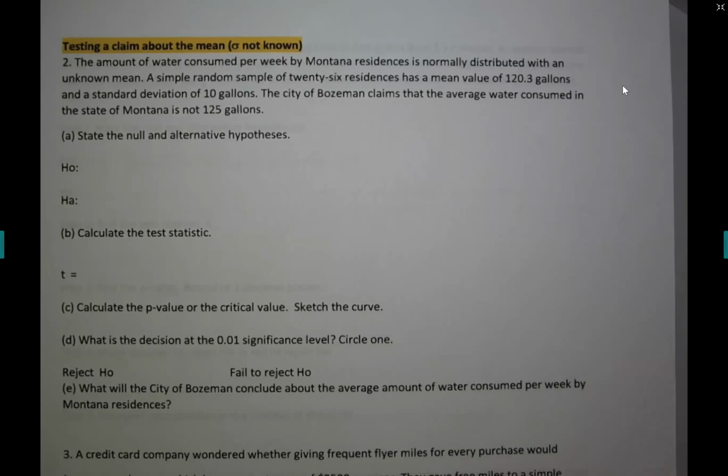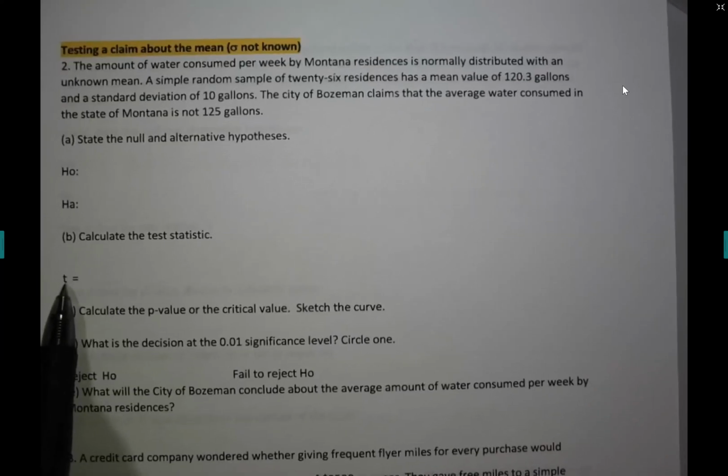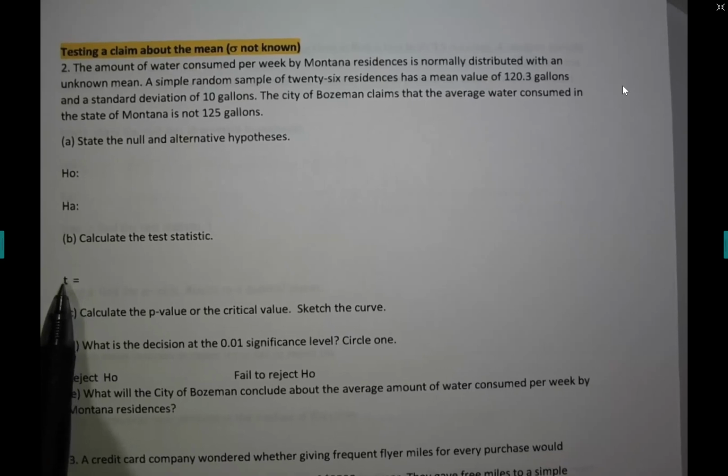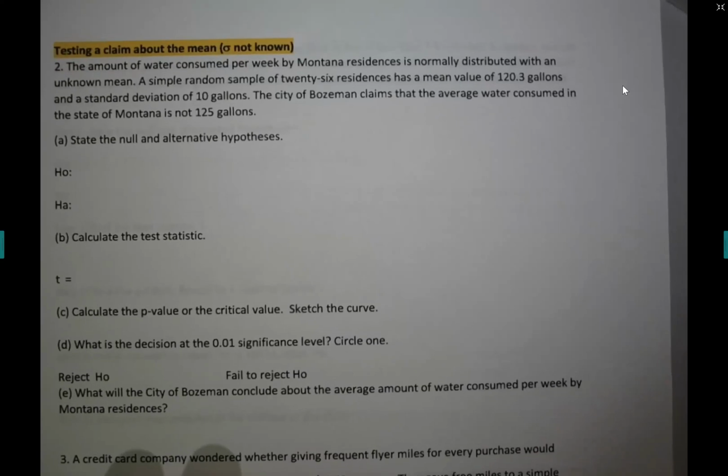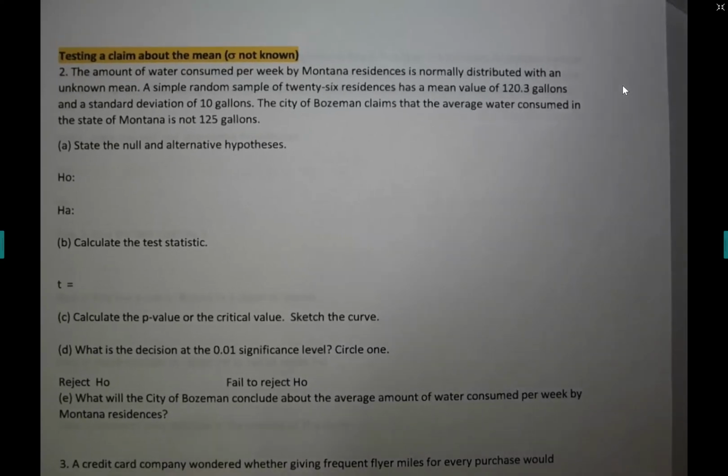Remember, guys, when sigma is known, we must use a Z distribution. When sigma is not known, we must use a T distribution. And you notice, guys, here, look, for the test statistic, it's T, it's not Z. So I put T here instead of Z. And let me show you how this problem works.